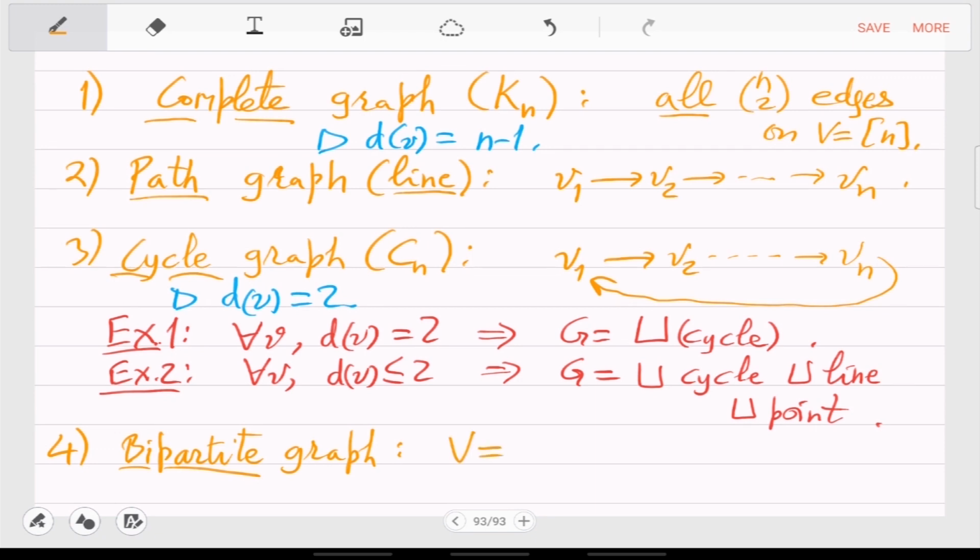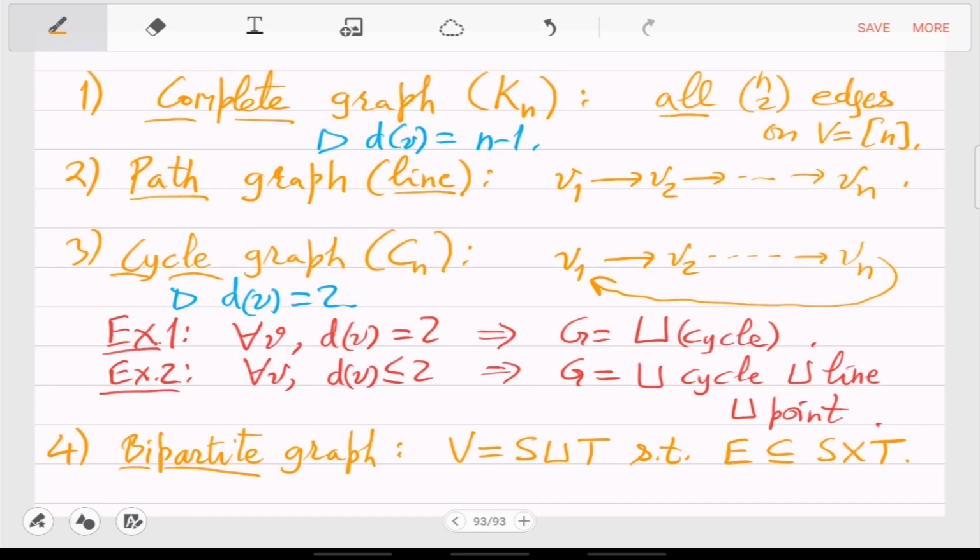So V gets partitioned into S and T such that the edge set of the graph is S cross T. Okay, so this is just symbolically saying this simple fact that there is no edge within S, there is no edge within T, and there are edges possibly going from S to T. Some vertex is in S, some vertex in T.